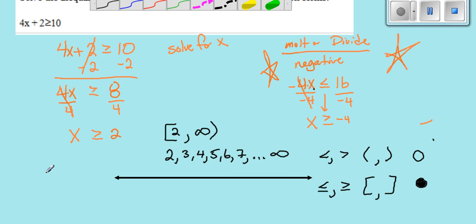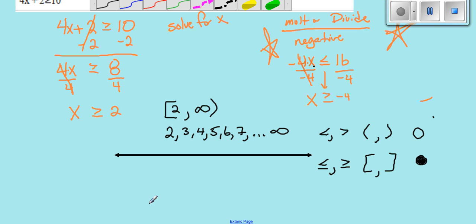Whereas if I had open parentheses 2, comma, infinity, which isn't the case here, then we would have x greater than positive 2. Notice we don't have the equal to part. That means in this case, we don't start at 2, we start at 3. So this would be 3, 4, 5, 6, dot, dot, dot, all the way to positive infinity.